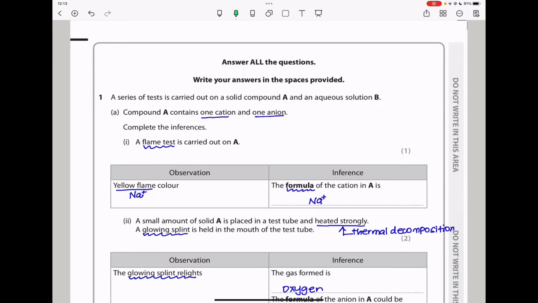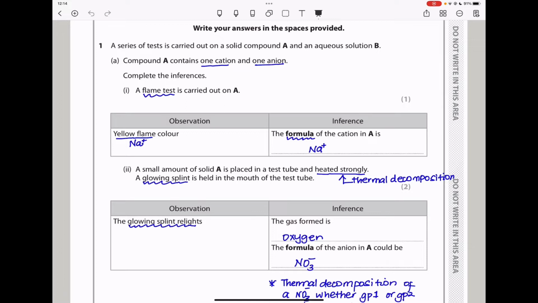A flame test is carried out on A. The observation is a yellow flame. Of course, when we see a yellow flame, it's indicative of sodium cation. So the answer here should be sodium cation. So the cation in A is sodium.